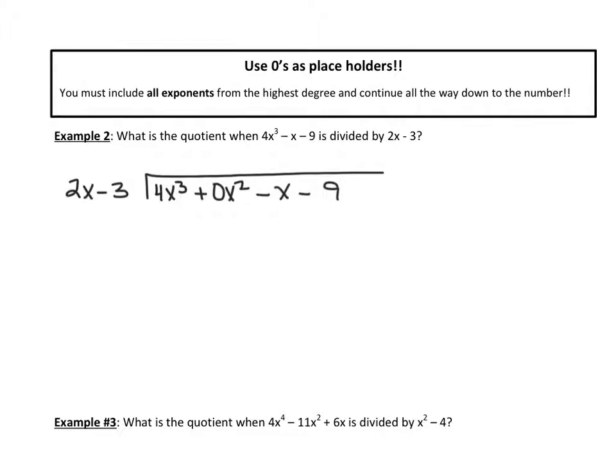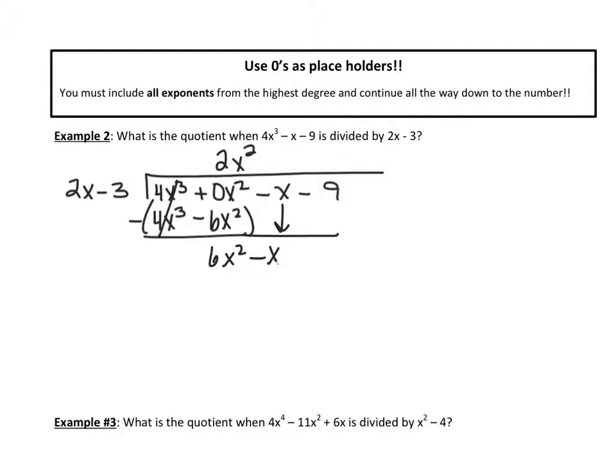So how many times does 2x go into 4x to the third? Or in other words, how do I multiply 2x to get 4x to the third? You should be telling me 2x squared. So now we'll multiply. 2x squared times 2x is 4x squared, or excuse me, 4x to the third. 2x squared times negative 3 is negative 6x squared. And now we subtract. So do you see how if you did not have this 0 here, you wouldn't be able to subtract? So now we're going to do 0 minus a negative 6, which is a positive 6x squared. Bring down the minus x, and now go from there.